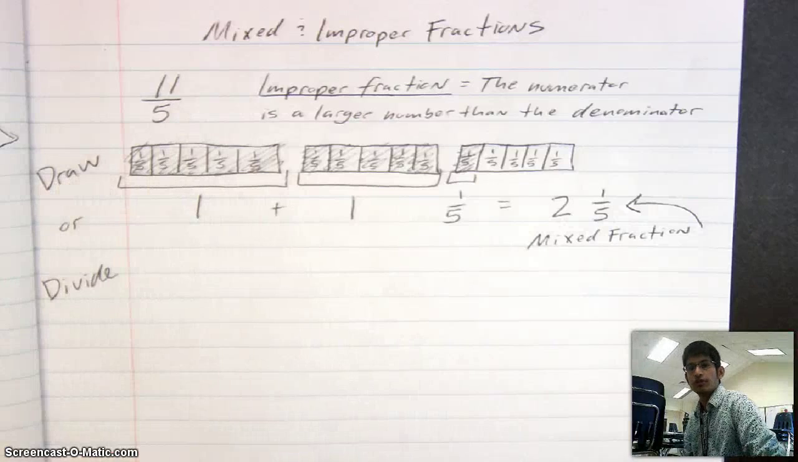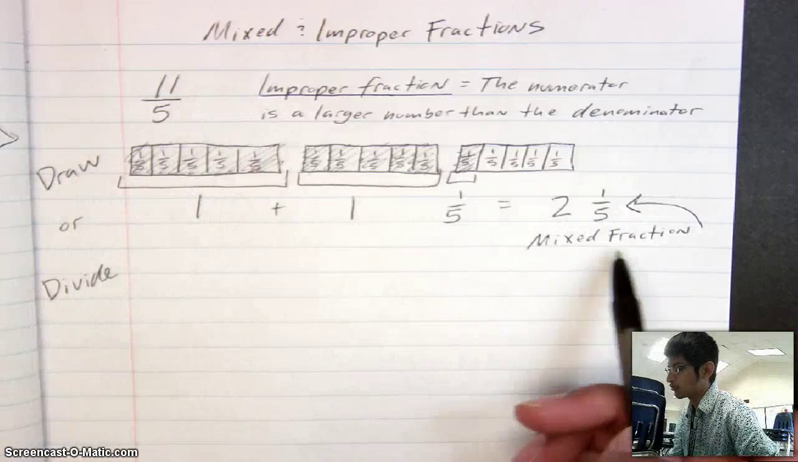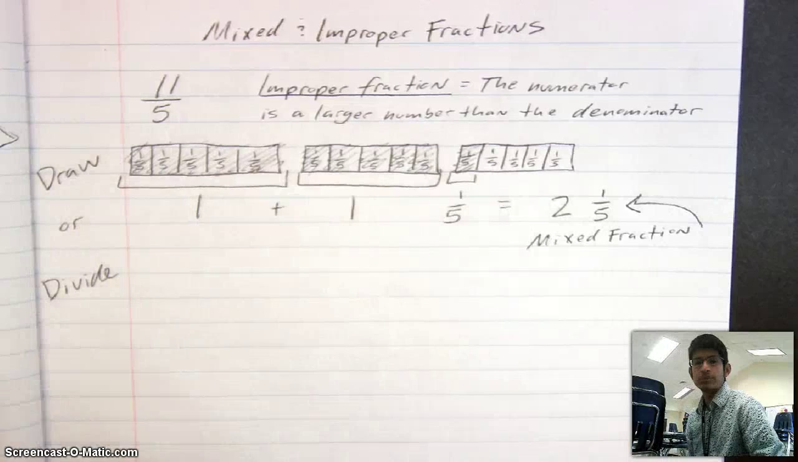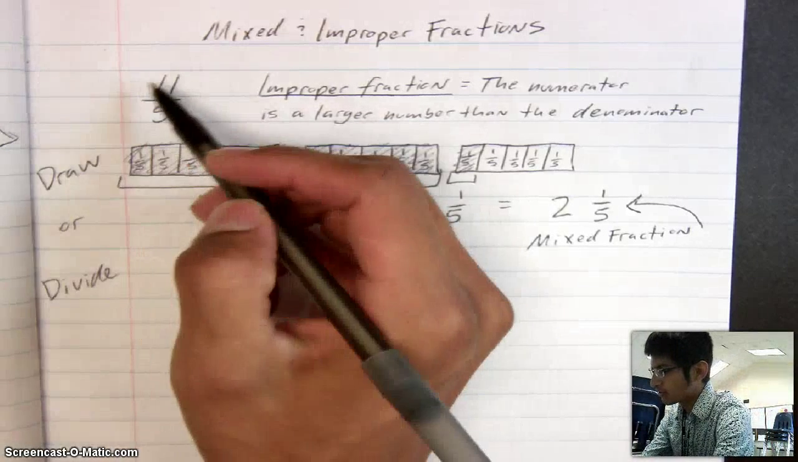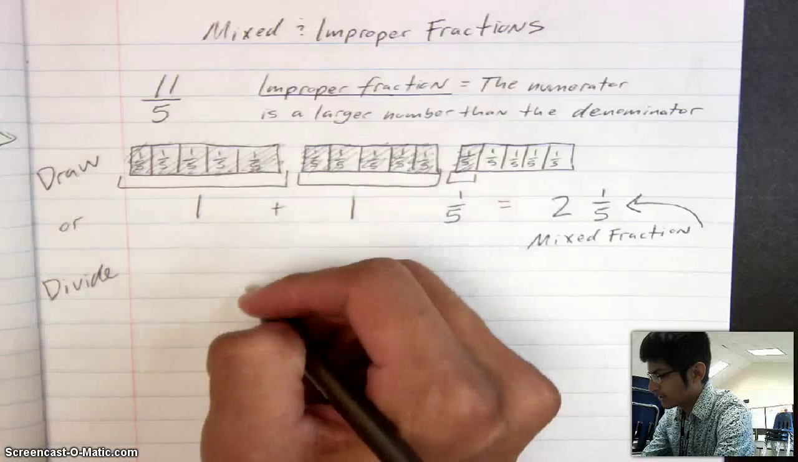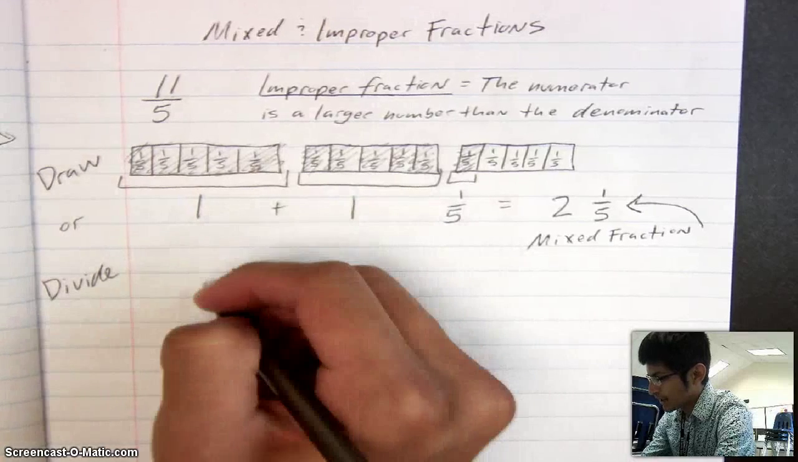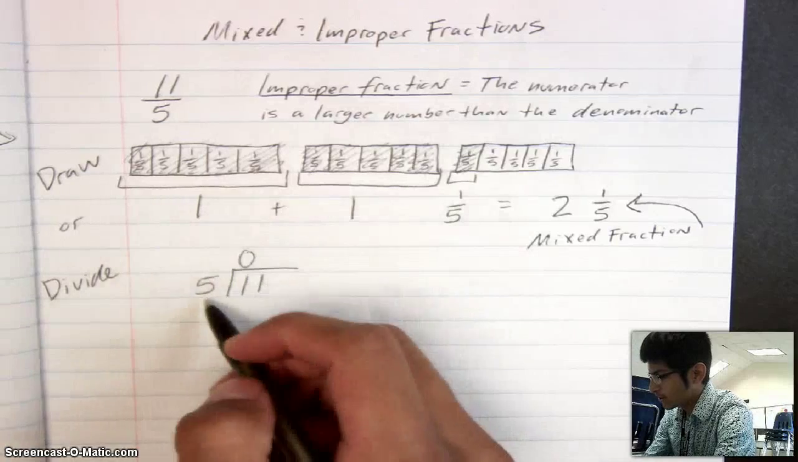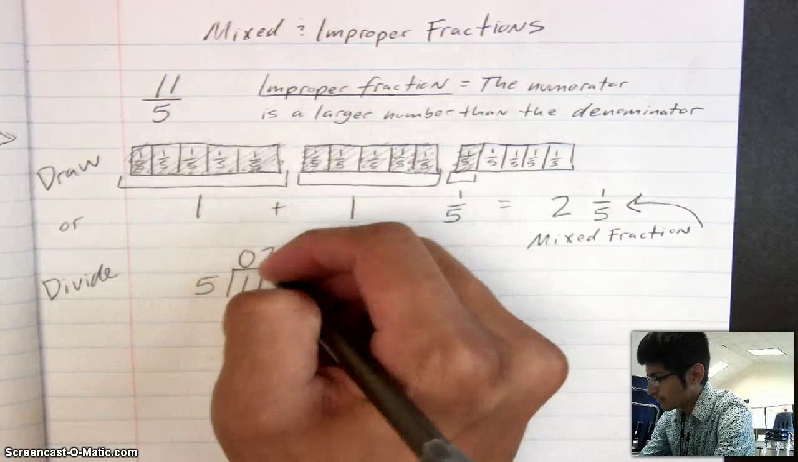So there's two options to turn your improper fraction into a mixed fraction. Your first option is to draw it out, and that's what I did here. Your second option is just to divide it. Remember, every single fraction is a division problem. So all this says is 11 divided by 5. So I can divide this out. 11 divided by 5. 5 can go into 1 0 times. 5 can go into 11 2 times.